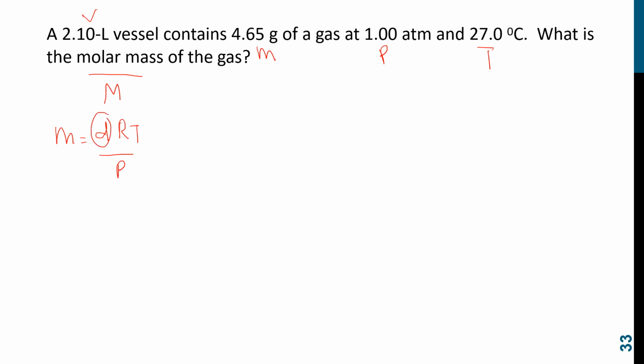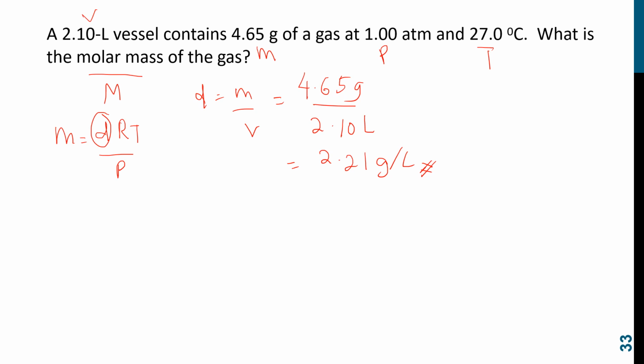So how do we calculate the density? First, you have to calculate the density. Density equals mass over volume. So mass is 4.65 gram over 2.10 liter. So you will get 2.21 gram per liter. Okay, so this one is the density.